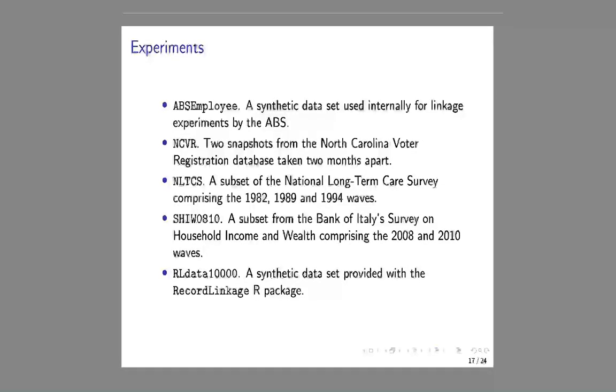So we looked at lots of different experiments for this particular application. We looked at both synthetic and real data sets and a real case study. We looked at the synthetic data set that's internally used for linkage experiments by the Australian Bureau of Statistics. We then looked at the North Carolina voter registration data set. This is two snapshots from the North Carolina voter registration database, taken 2 months apart.